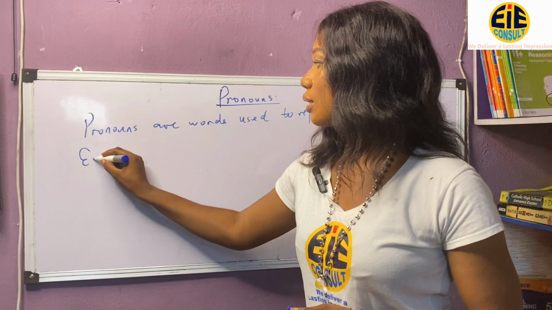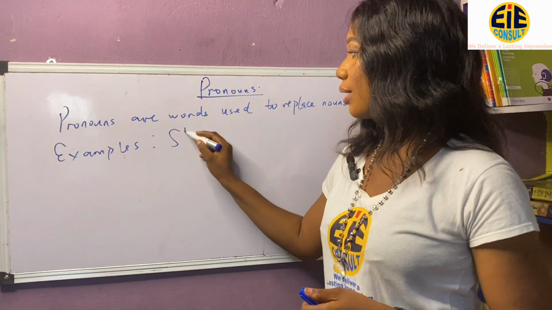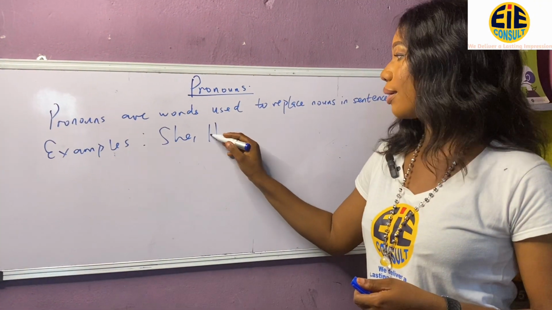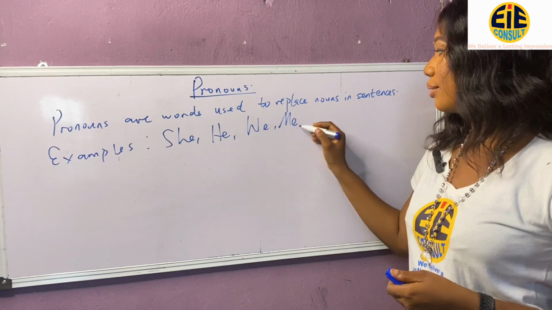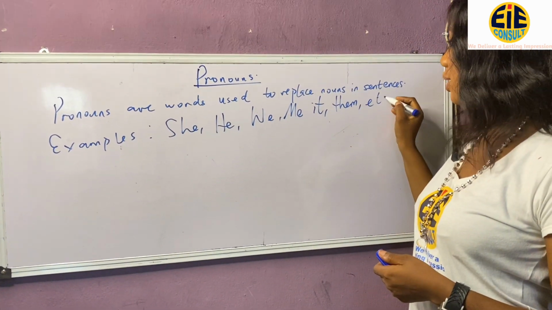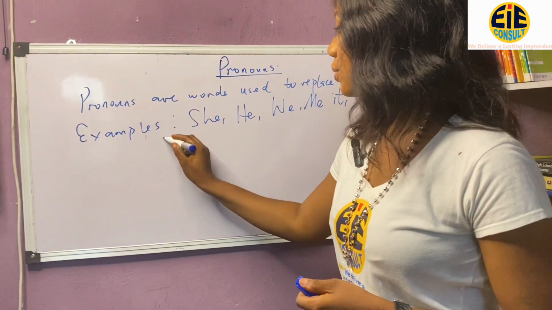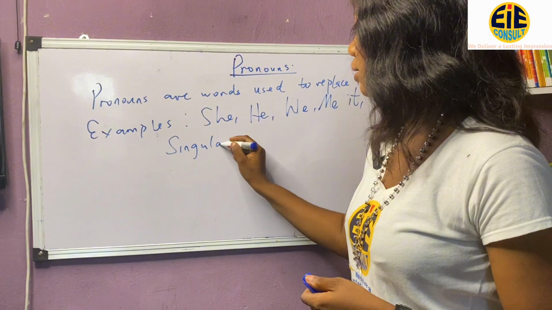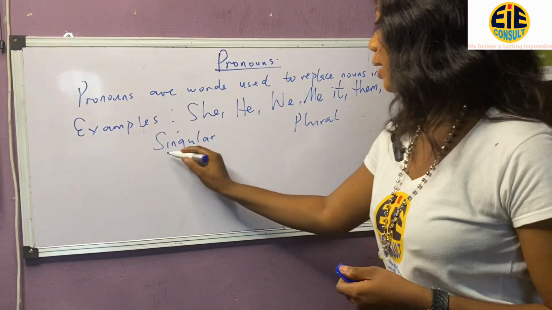Examples of pronouns include she, he, we, me, it, them, and so on and so forth. Now, these pronouns can be grouped in the singular and plural categories. All right?